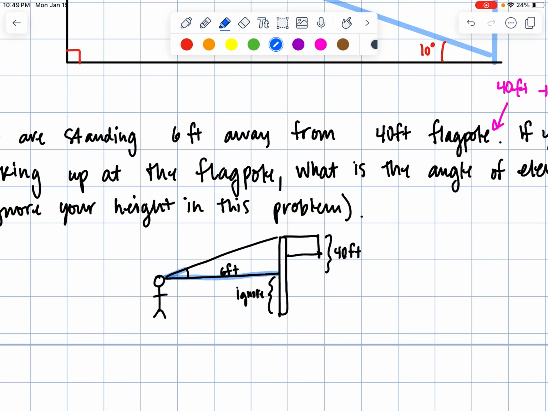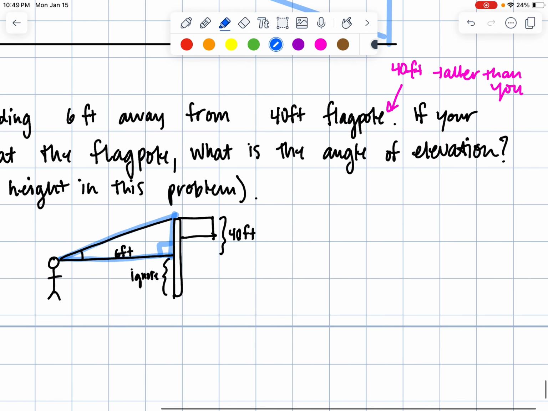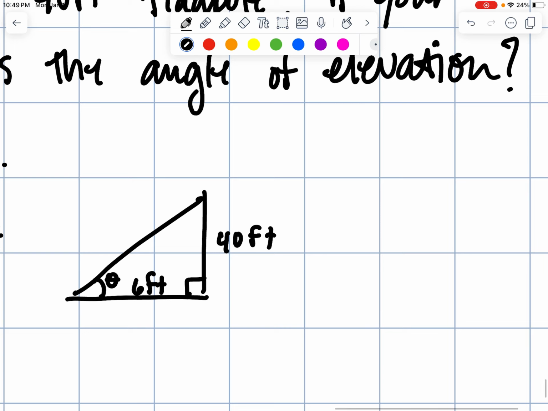natural line, the horizontal line of sight, looking up at the flagpole, we have a right triangle. And here, if you want to redraw it, you absolutely could. Right angle, 40 feet, 6 feet. And we should solve. We want this angle. So we are solving using the opposite side and the adjacent side, which is tangent. Tangent theta is equal to 40 over 6.